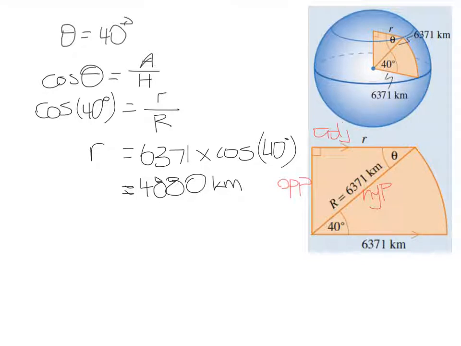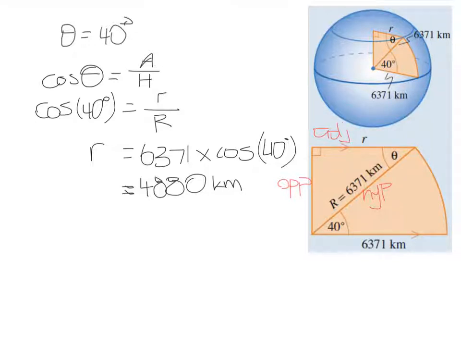And so that gives us the radius of that parallel of latitude. So 40 degrees north, the parallel to the equator that runs through that point, has a radius of 4,880 kilometres. Now that we know that radius, you can work out the distance around the Earth at that latitude and the speed of rotation of a point on the Earth at that latitude.